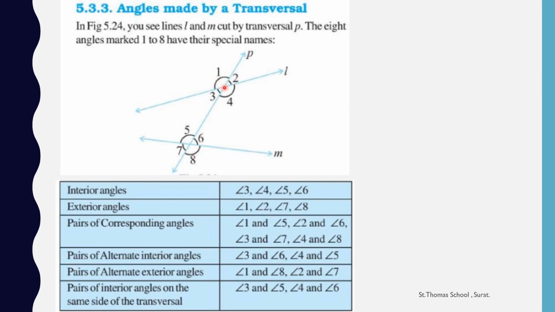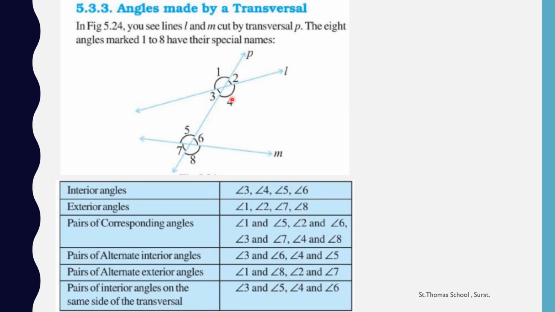Same way, on the same side of the transversal, angle 1 and angle 5. So this is the transversal, and this is angle 2 and angle 6. So above the line, the same side of the transversal. Same way angle 1 and angle 5. Is it clear? Same way we can say below the line.